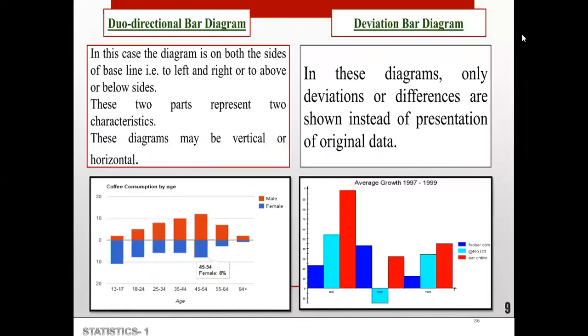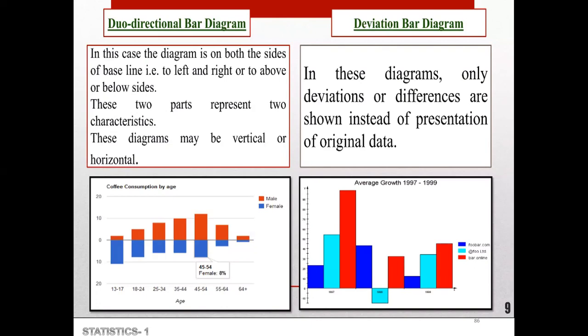Now, apart from that, you also have another type of bar diagram such as duodirectional bar diagram. In this case, the diagram is on both sides of the baseline. Either the diagrams can be on the top or below the baseline. When you have bars on the top as well as below the baseline, it is called the duodirectional bar diagram. These two parts represent two different characteristics. The part of the bar which is above the line represents one particular characteristic feature. The other part of the bar which is below the baseline represents the other value.